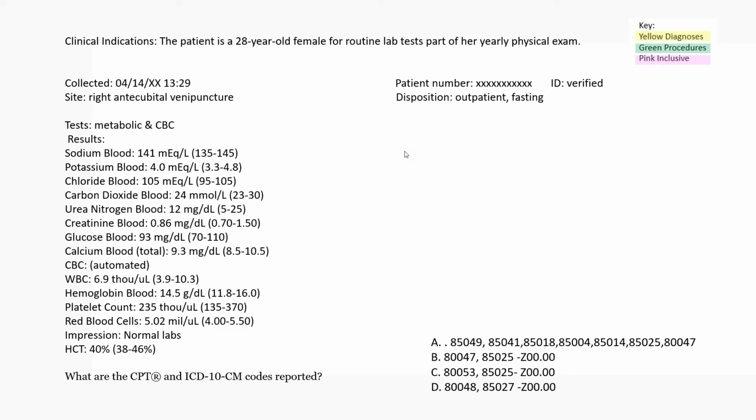CBC automated. WBC 6.9 THOU-UL, 3.9 to 10.3. Hemoglobin blood 14.5 grams per deciliter, 11.8 to 16.0. Platelet count 235 THOU-UL, 135 to 370. Red blood cells 5.02 MIL-UL, 4.005 to 5.50. Impression: normal labs. HCT 40%, 38 to 46%. All right, 2.5 minutes, coders, and your time starts now.